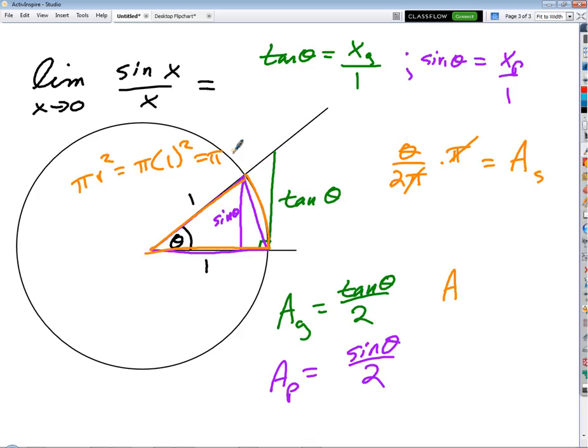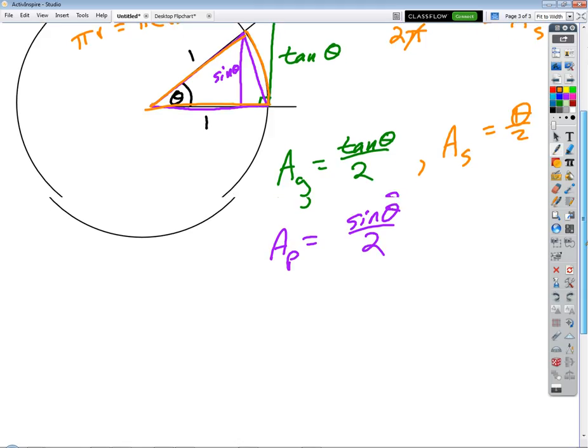Okay. Right? Does that make sense? Everybody with me? Yeah. Okay. So then the area of the sector is pi theta over 2. Okay? So we all agree on the order of the areas here, right? So we could make this statement then.